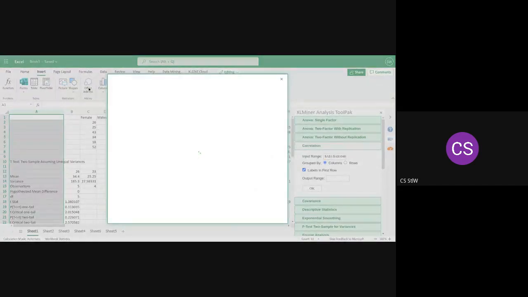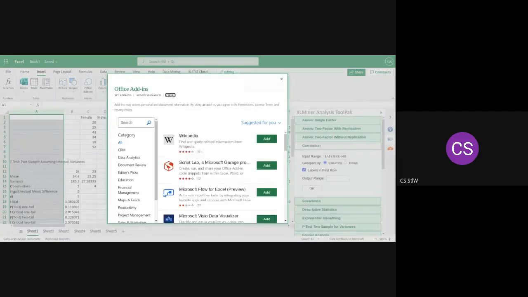Once you go into it, you will see the name Excel. You might not be able to see it, but just search for it under store, and then click on add after you have done that.